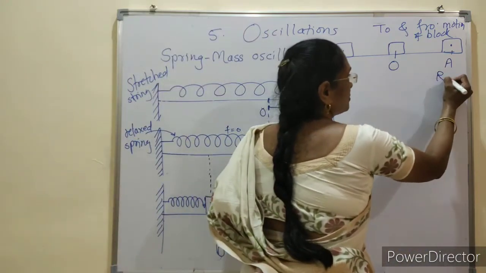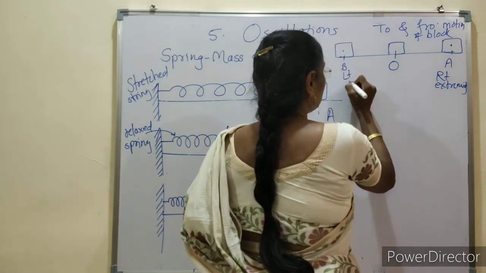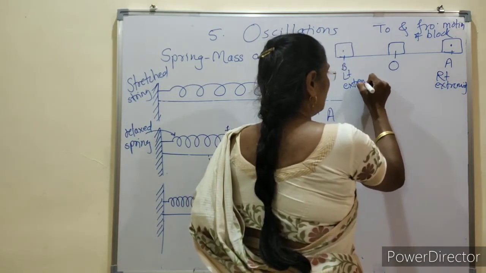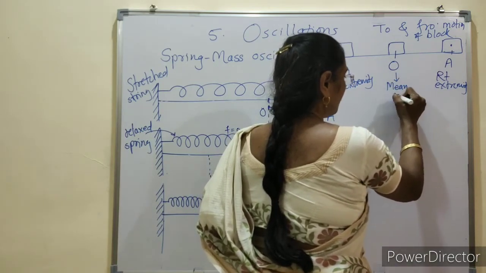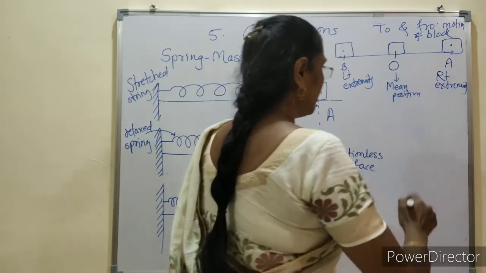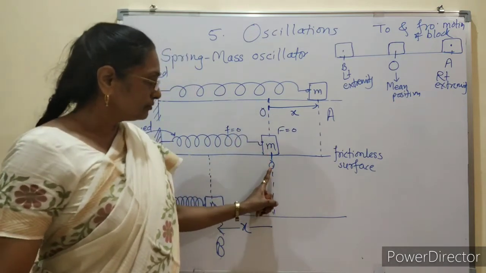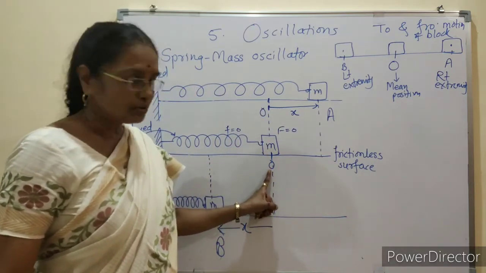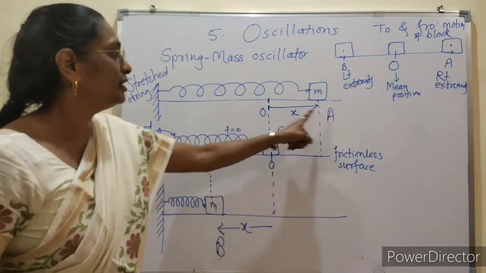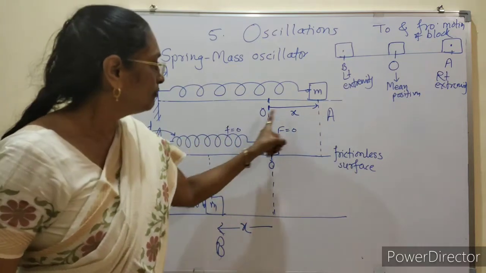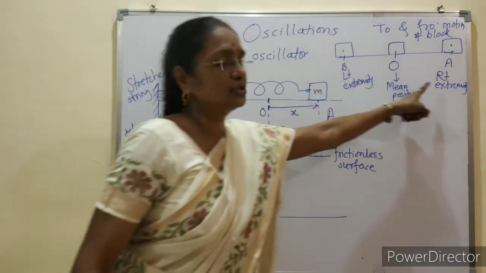A is the right extremity, B is the left extremity, and this O is the mean position. So this experiment can be repeated by considering again the block at O. If it is stretched to A and released, then it performs the oscillatory motion from O to A to O, O to again B, B to O, like this.